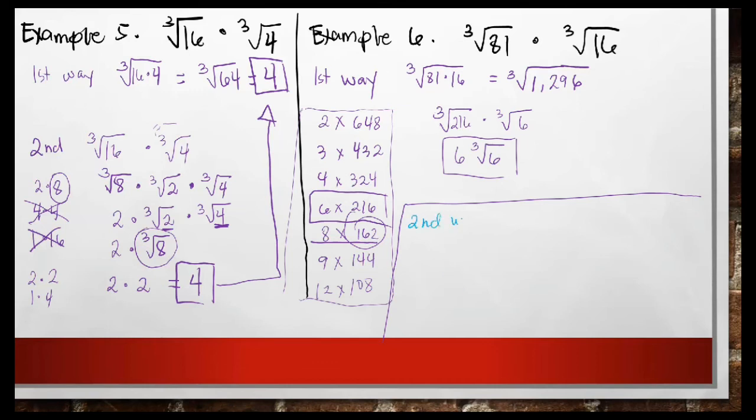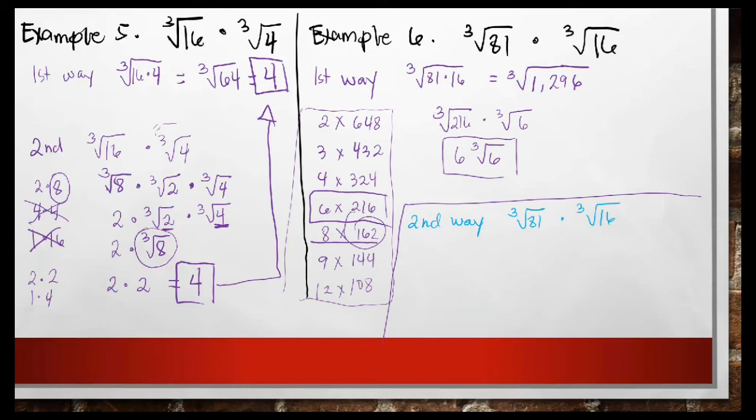So let's write the given: cube root of 81 times cube root of 16. Simplifying each radical makes it easier to solve, because it lowers the radicand. So, let's try solving this one. We have the cube root of 81. Since our 81 is not a perfect cube, we need to get its factors.